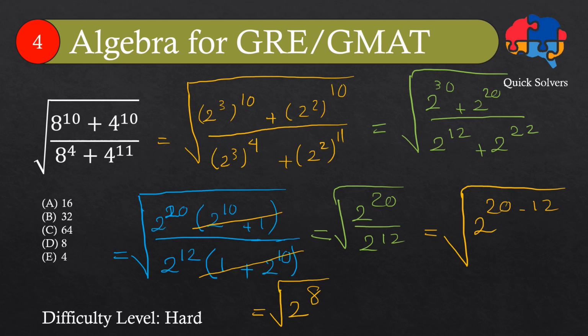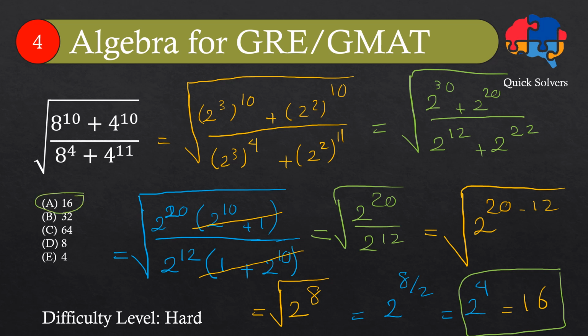And well, we know when we have a square root of a to the power of b, this equals a to the power of b over 2. Then we can get rid of the square root. If I do that, I will have 2 to the power of 8 over 2, which is 2 to the power of 4, and this equals 16. So this is the final answer that we were looking for, and that means this is the right choice for this question.